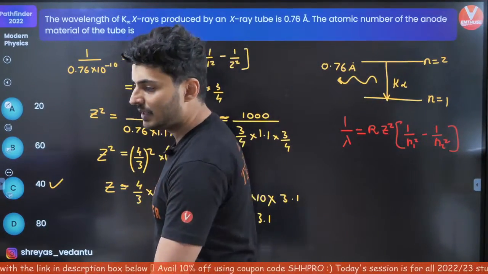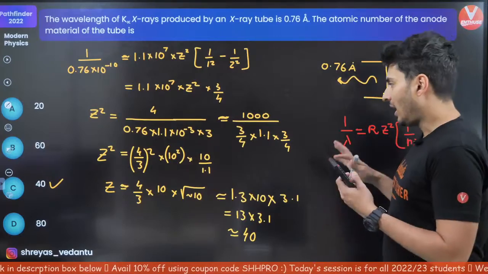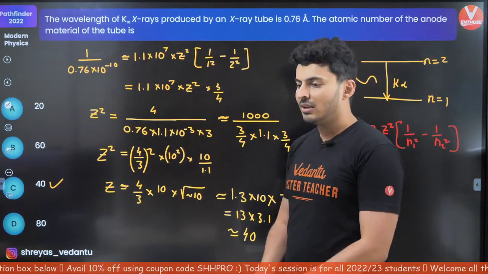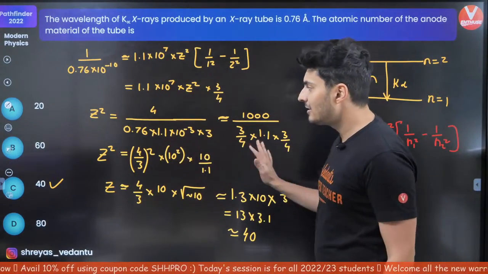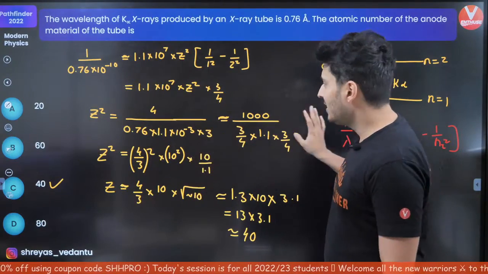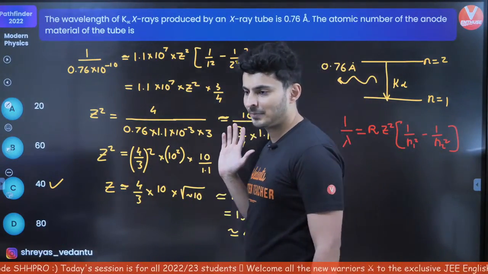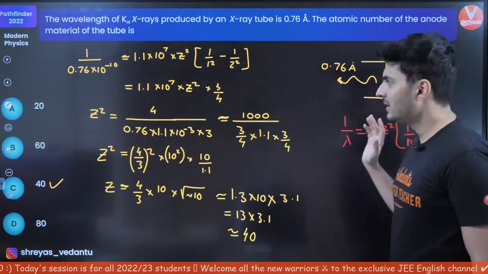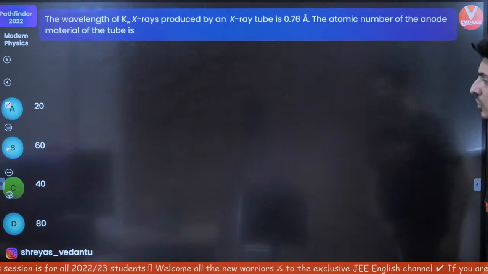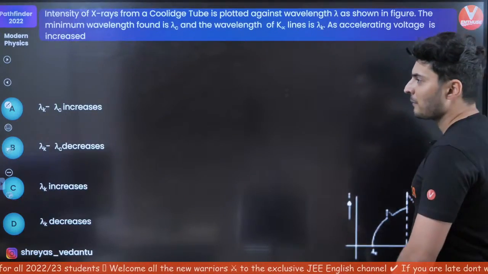Got it? How we did this calculation? We did not actually sit and find out the square root. We did not actually sit and calculate these multiplications and divisions. I just made some manipulation. As simple as that. Is that understood, my warriors? Very, very interesting solution, I suppose.